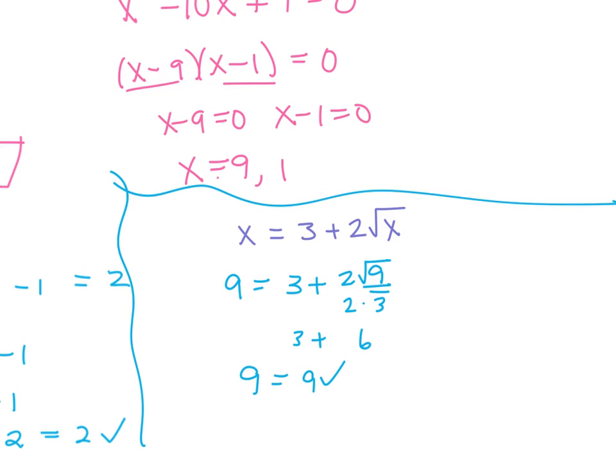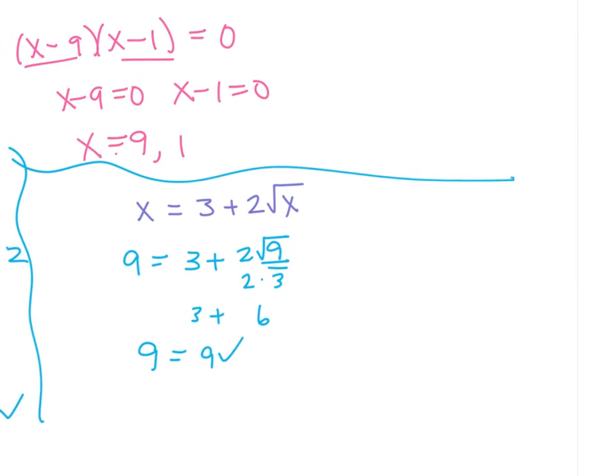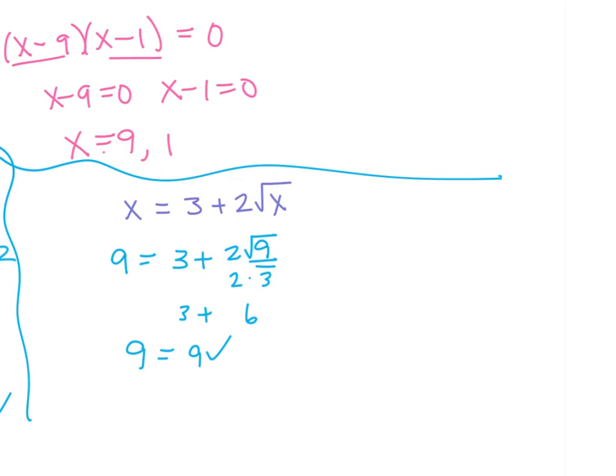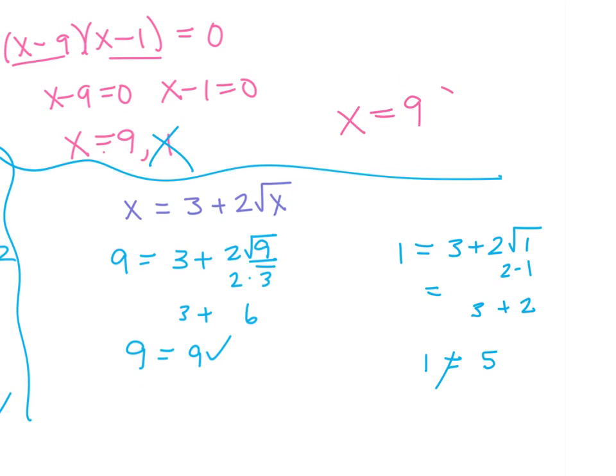So now let's check to see, is 1 also a solution? So does 1 equal 3 plus 2 times the square root of 1? Well, the square root of 1 is 1, times 2 is 2, plus 3 is 5, which does not equal 1. So 1 is not a solution, so our only solution is x equals 9.